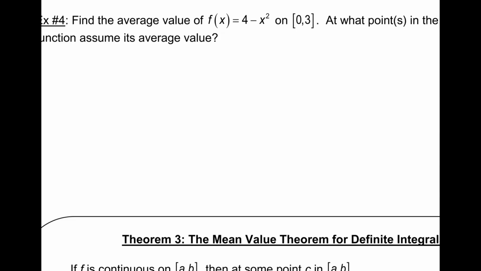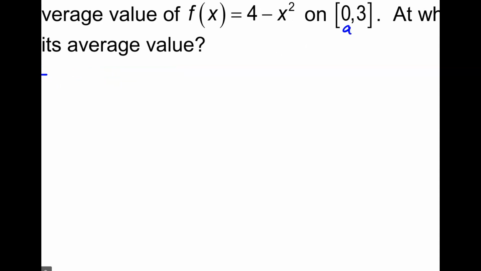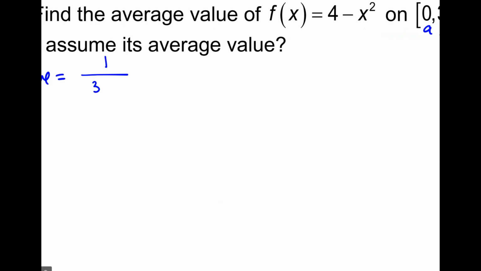Okay, so to find the average value, it's 1 over b minus a. So, this is our a, this is our b, because where you start is your a, where you end is your b. So b minus a, that's 3 minus 0. And then I'm taking the integral from 0 to 3 of 4 minus x squared. And then, don't forget to put parentheses, dx. Whenever you have an integral, you have to have a dx with it.